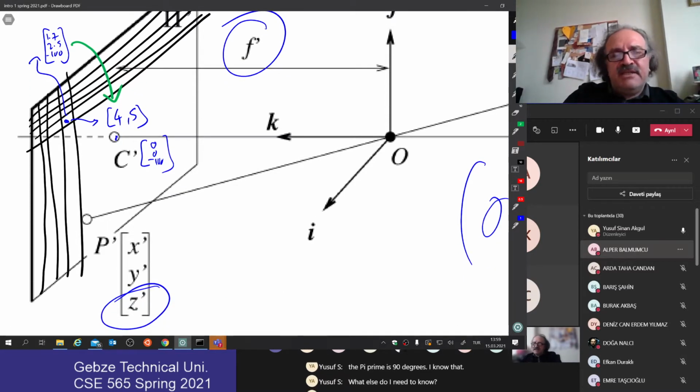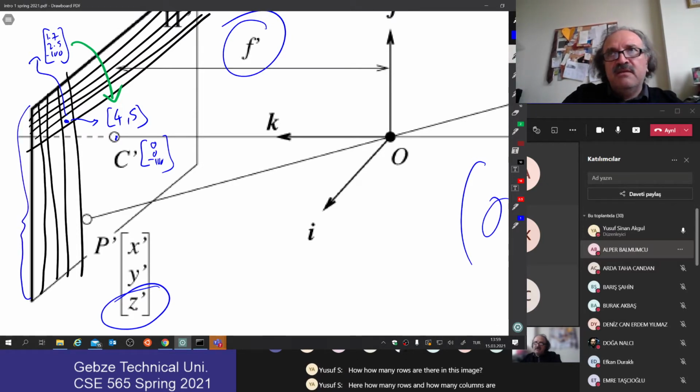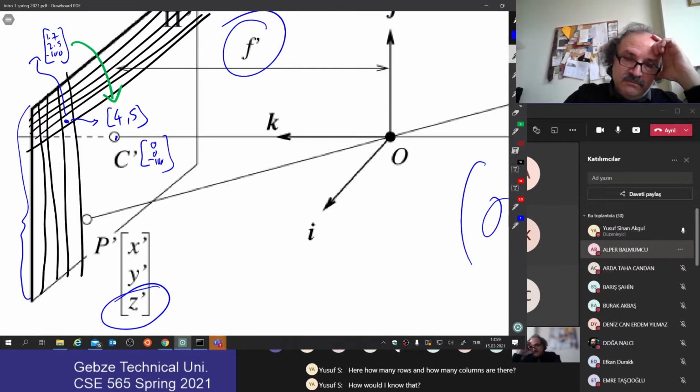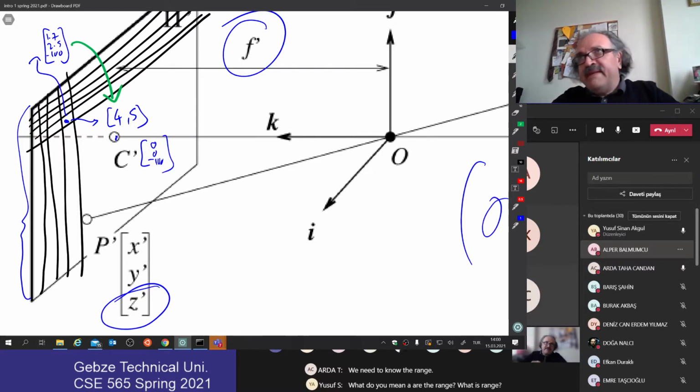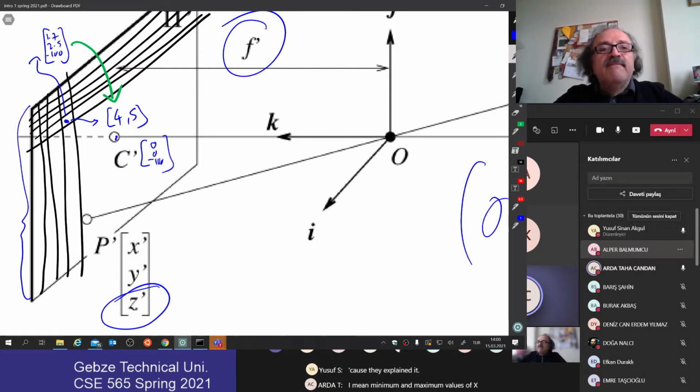How many rows are there in this image? How many rows and how many columns are there? How would I know that? From the sensor, right? We need to know the range. What do you mean, Arda, range? Just explain that. I mean the minimum and maximum values of x and y. So what determines that? It is our sensor size, right? Yeah. What is our sensor size?